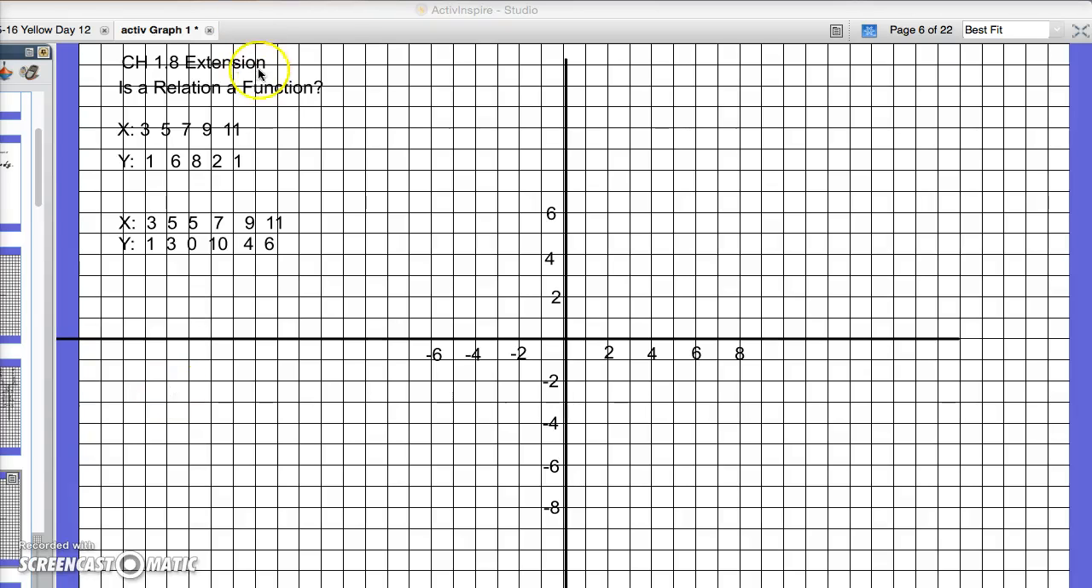Hi, it's Ms. Richmond, and we're going to find out how to decide whether a relation is a function. This is Chapter 1.8, the extension.